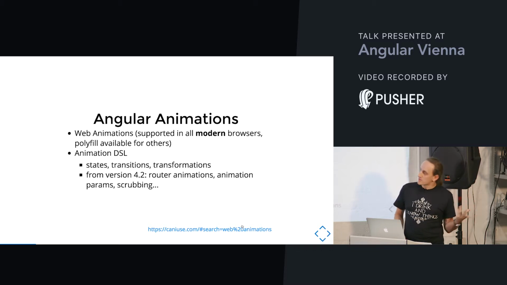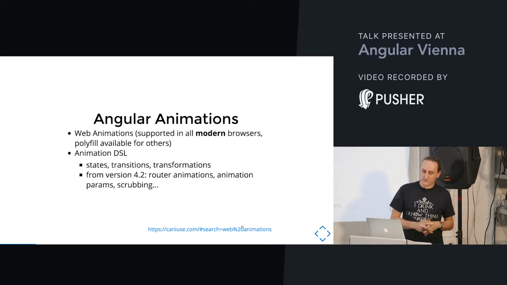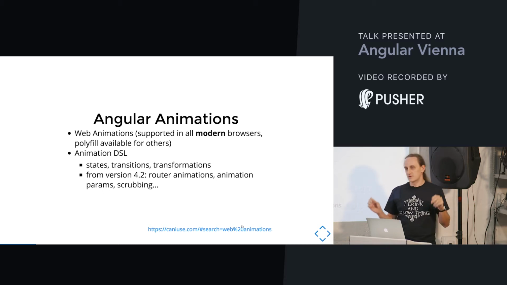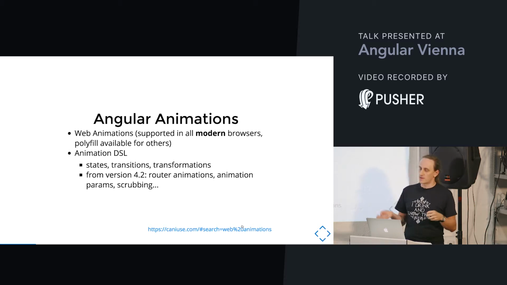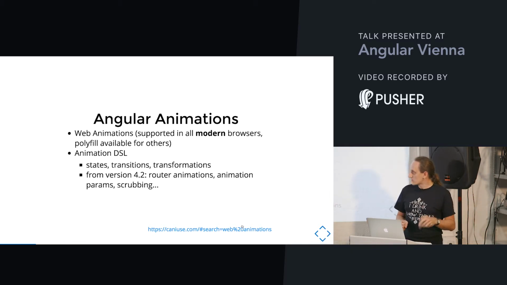And so Angular animations use animation DSL, using the states, transitions, and transformations to achieve our desired effects. And from version 4.2, there are some new features like router animations, animation parameters. We can pass some values to our animations and make them reusable and pack them in their own files. Animation scrubbing, it's something which is not at all possible with CSS3, which means to have a slider and to finally control which frame will be displayed and to play forward, play backward, etc.